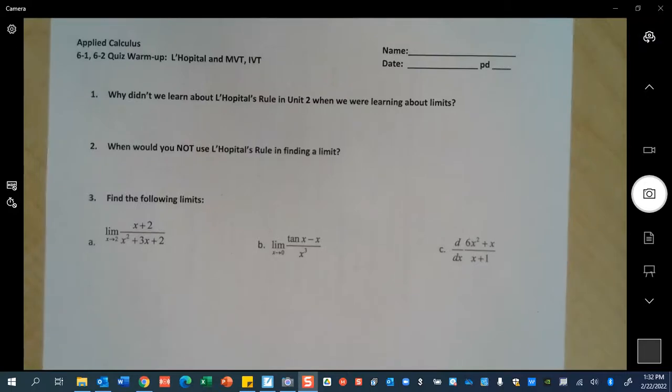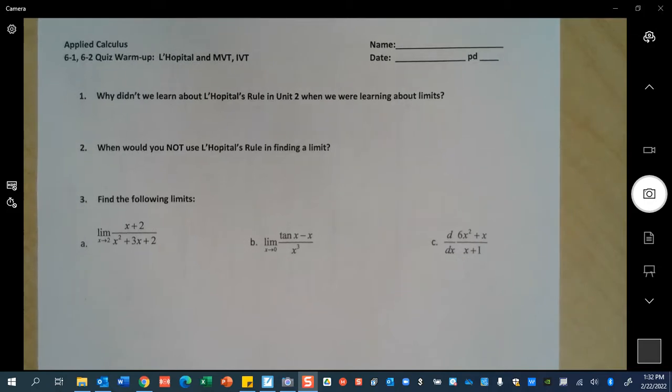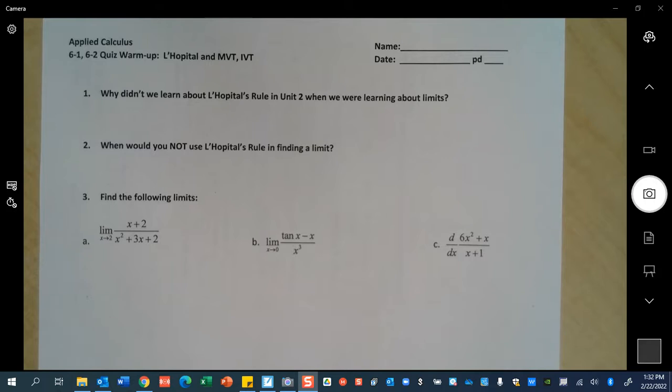We're gonna jump in here. And I loved Adrian's answer for this. Why didn't we learn about L'Hopital's rule in Unit 2 when we were learning about limits? Nice and loud so everybody can hear. Oh, because we had to learn about limits first.